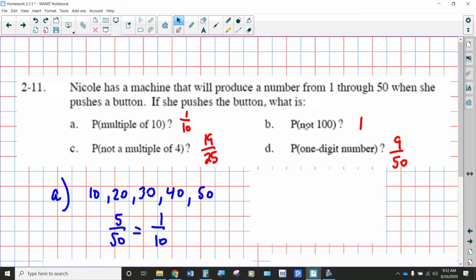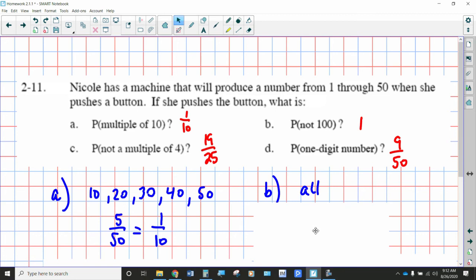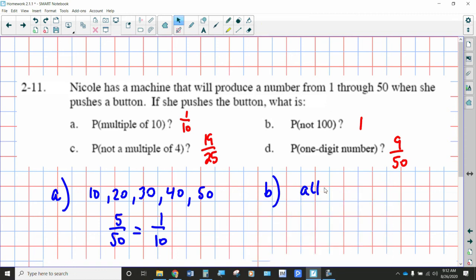What's the probability of not getting a 100? Well, there are no 100s. So the probability of getting a 100 would be impossible. So this is certain, or all of the possible numbers would be not 100.